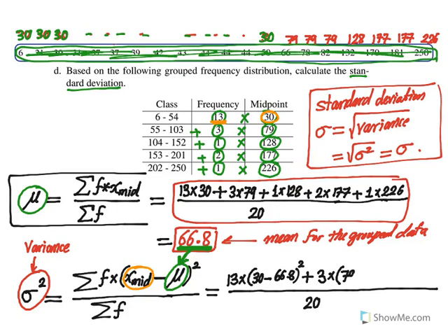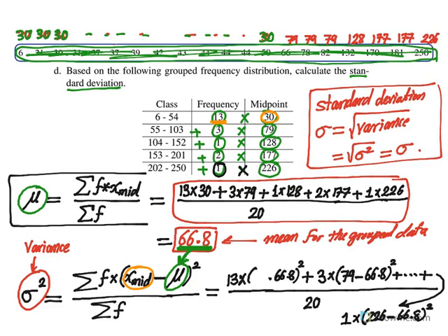Second midpoint is 79, minus the mean is 66.8 squared, plus dot, dot, dot, plus the last one that you will have. I will just write it here, which will be 1, it's the one here, times the midpoint 226, minus the mean, which is 66.8 squared. Okay, and then you divide the total thing by 20.